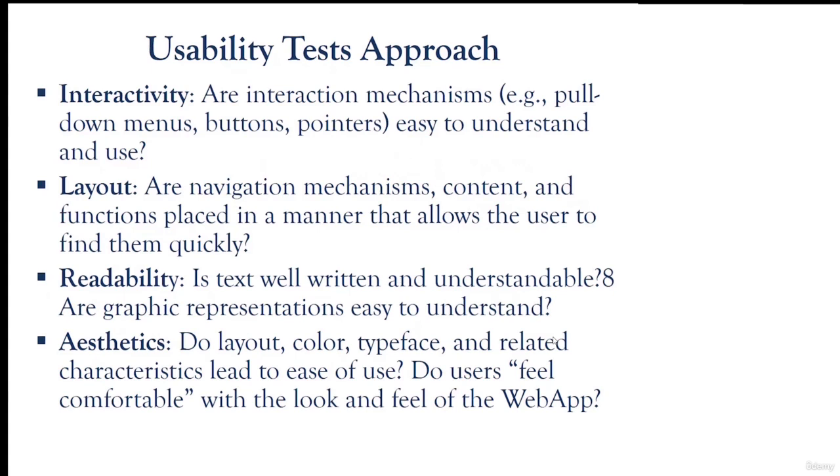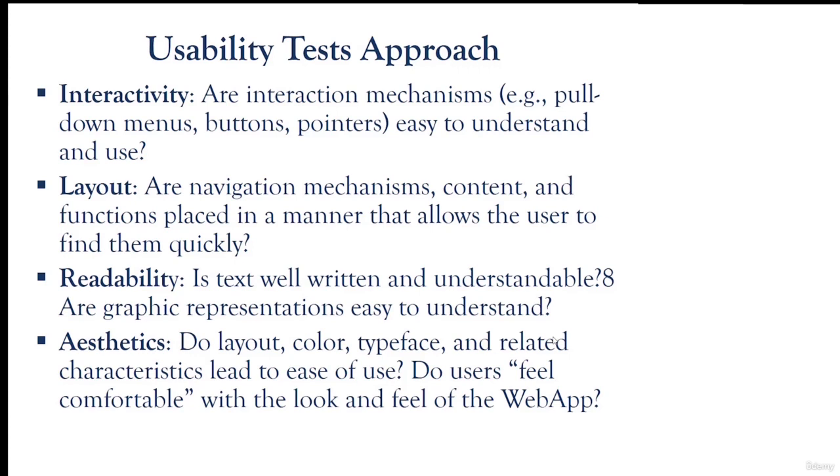Here you need to check the interactivity mechanism: pull down menus, buttons, pointers, easy to understand. For layout, check whether the content and the functionality are placed in a manner that allows the user to find them quickly or not. And then readability is one of the most important parts. You need to make sure that the text is written properly and understandable, and that all the graphics representation is easily understood or not.